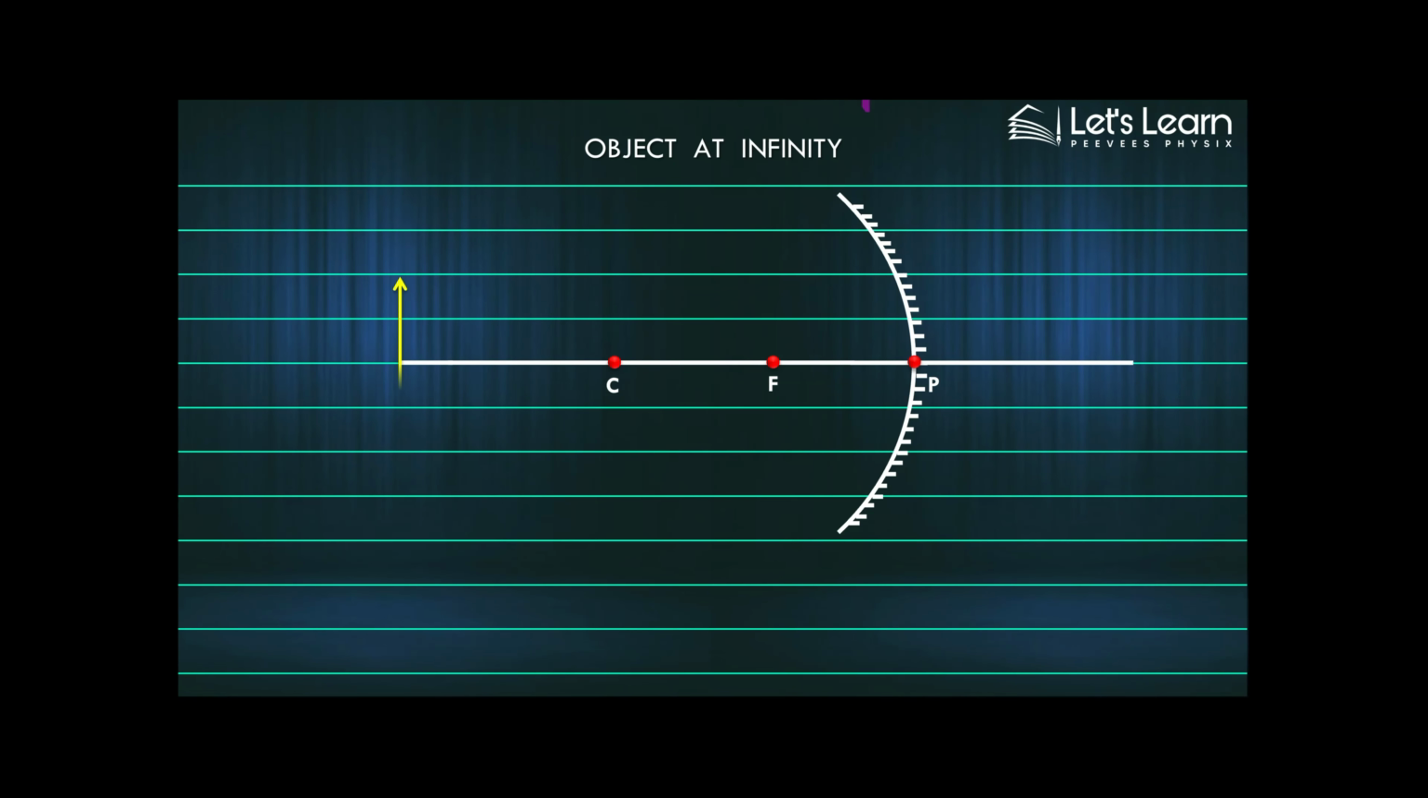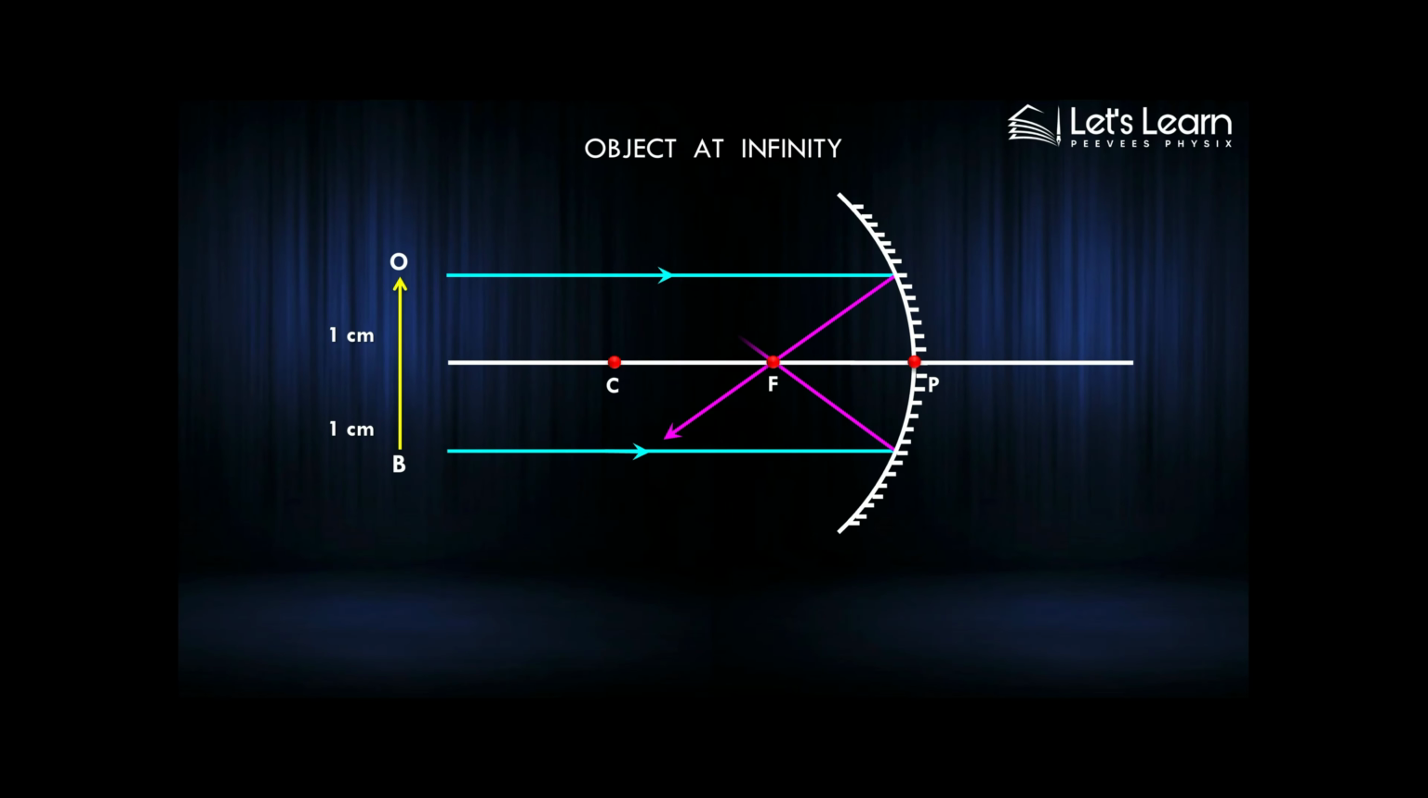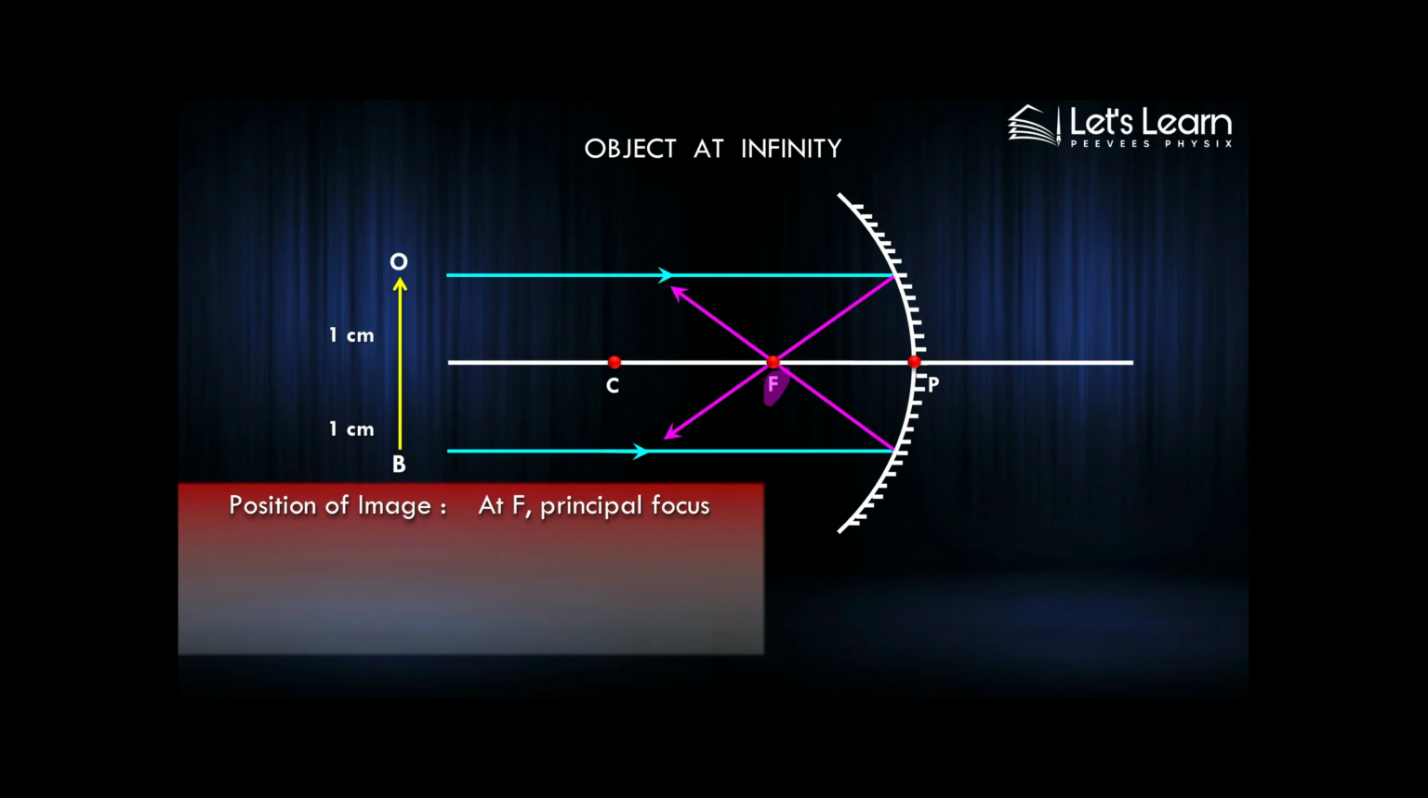Keep the object at infinity. Object is at infinity means the rays are parallel. Look at one of the rays parallel to the principal axis. It passes through the principal focus. Another parallel ray also passes through the principal focus. You can see the two rays meet at the focal point. So the position of the image is at the principal focus when you keep the object at infinity.